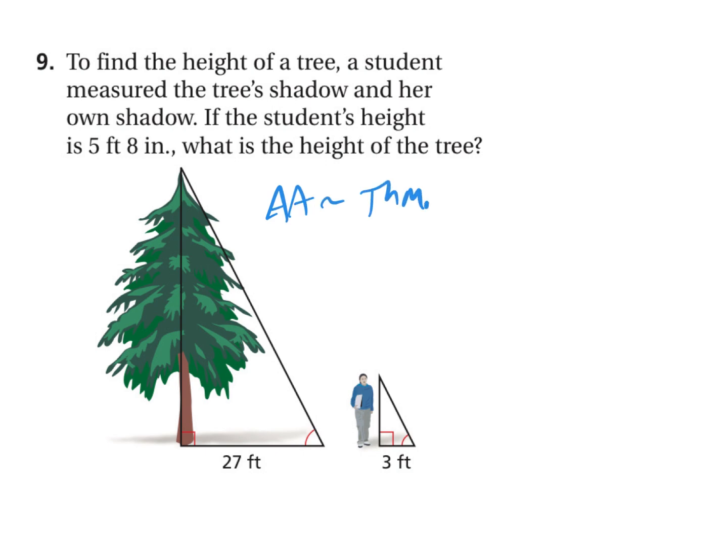Alright, so we're supposed to find the height of the tree, which is this dimension there. And that corresponds to this person's dimension in this picture, who's 5 feet 8 inches tall. Now notice that the measurements are all in feet. So we can't have a measurement in feet, and then feet and inches. So let's convert 5 feet 8 inches into feet so that all the dimensions will be in feet.